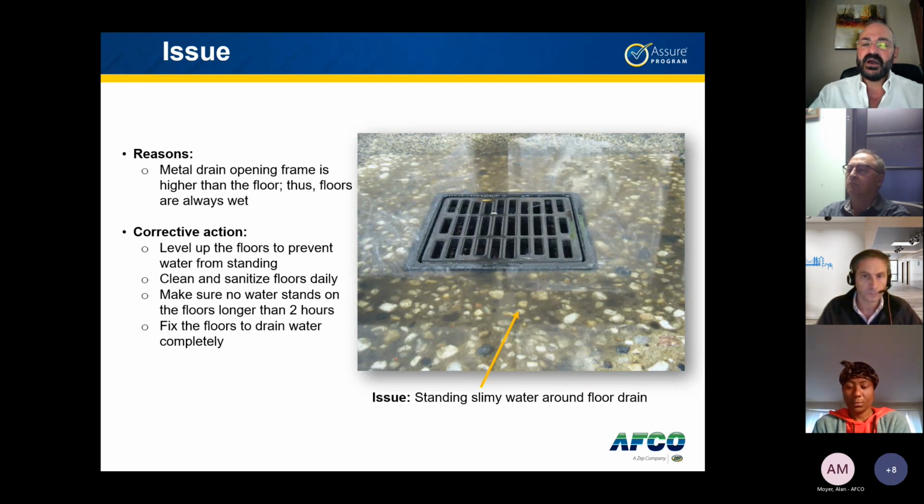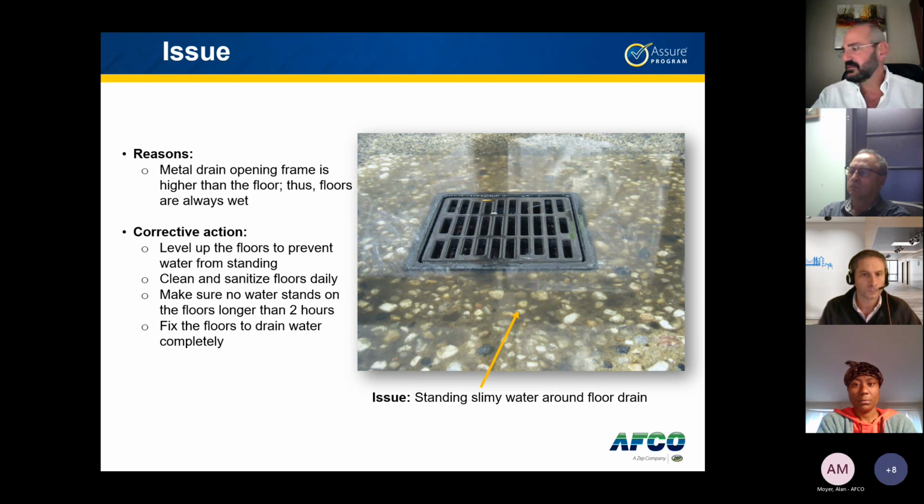Here is an area where it's close to a chemical. It's a processing area close to the chemical room. A lot of chemicals ran on the floor and ate the concrete. Obviously, it's acidic chemicals. Ate the concrete, made the concrete level of the floors lower than the lip of the metal drain. So the water was standing there all the time.